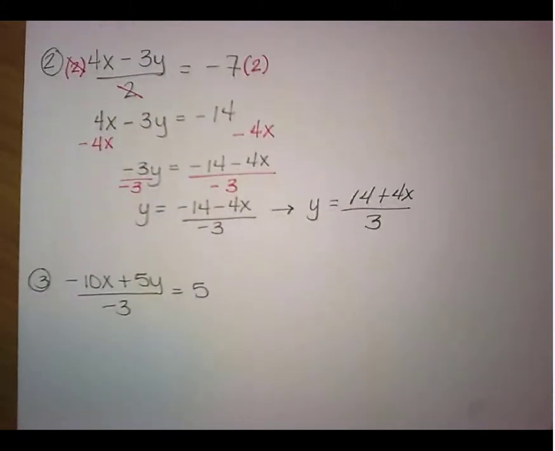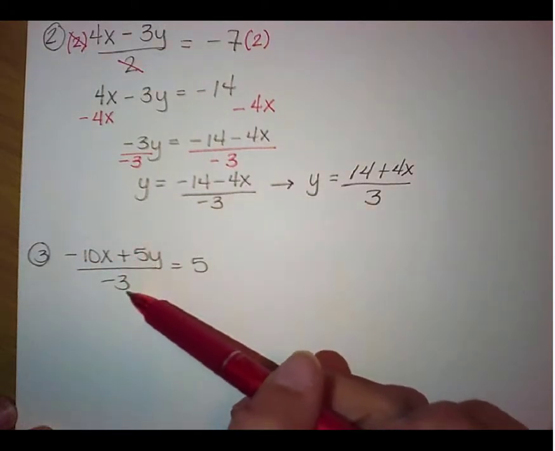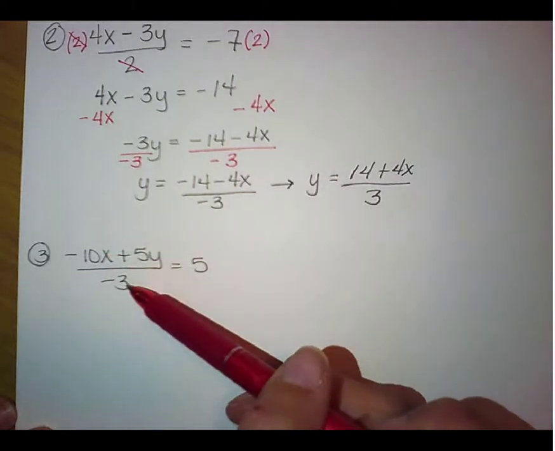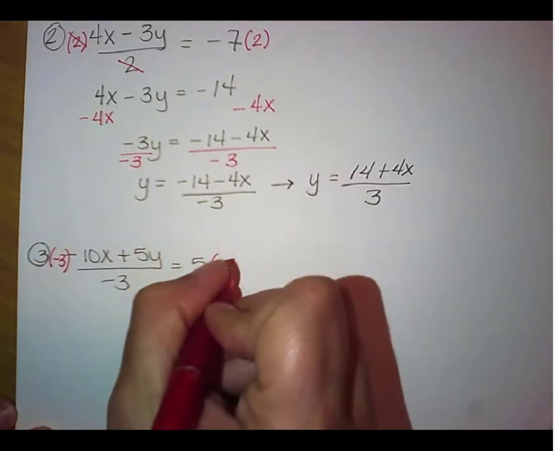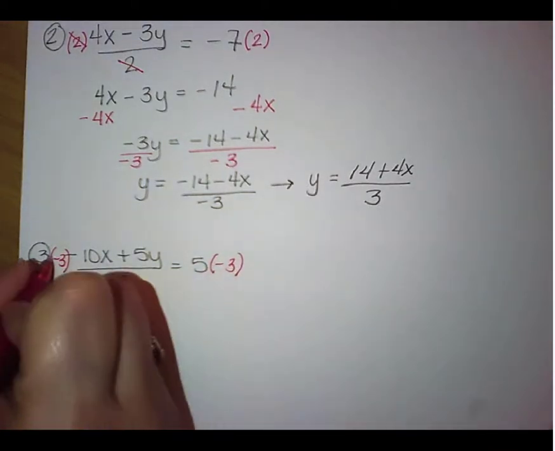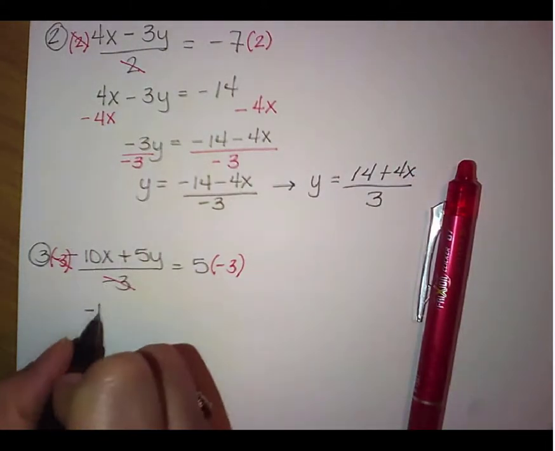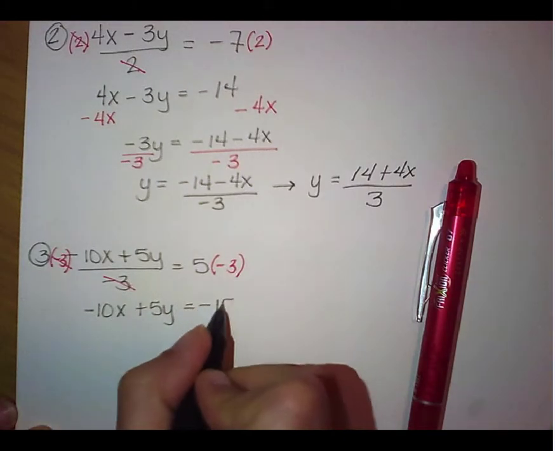Okay, so let's look at question number 3 here, which is actually the exact same type of problem. I just wanted to give you one more go around with these fractions because I know sometimes they can be a little bit scary. So here we have a negative 3 in our denominator that's dividing into our numerator of negative 10x plus 5y. But again, the opposite of dividing is multiplication, so I can multiply by negative 3 on both sides. My negative 3's are going to cancel each other out on the left hand side, and that's going to leave us with negative 10x plus 5y equals negative 15.